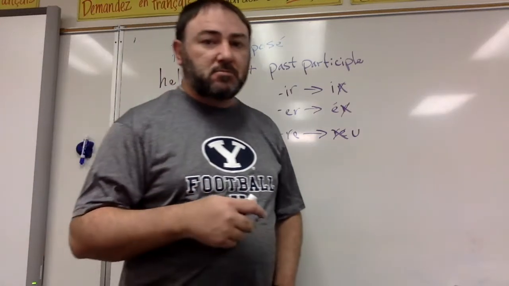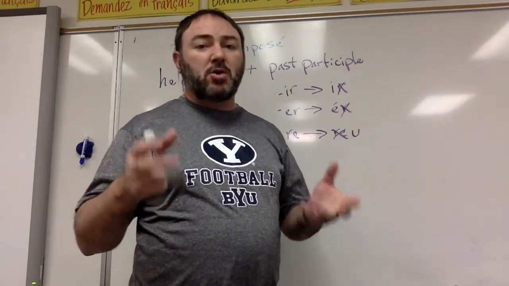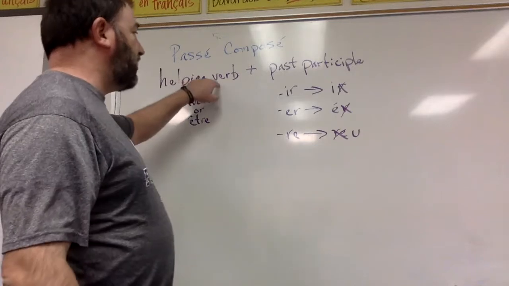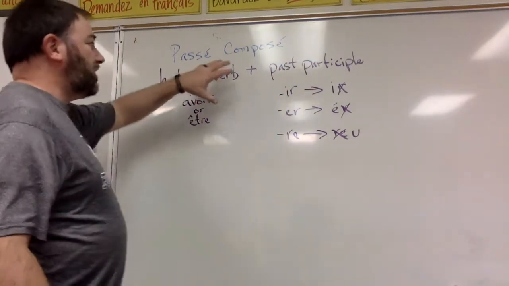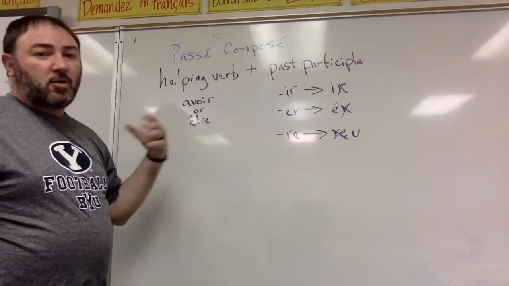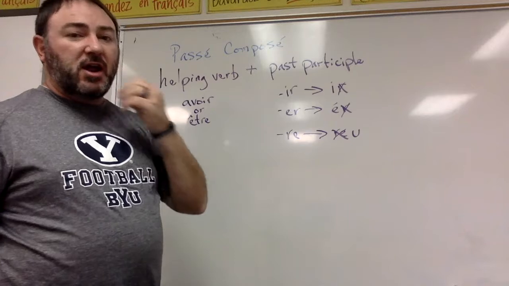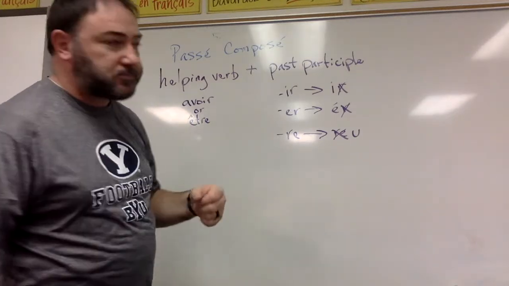So the passé composé is called the passé composé because it is composed. It's made up of two parts. Now, the first part is the helping verb, and the second part is the past participle. You need to have both of these things in order to have passé composé. You cannot have just one or just the other and assume that it's in passé composé because it's not.